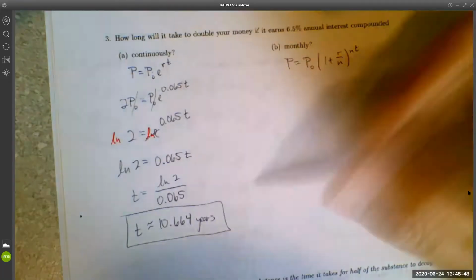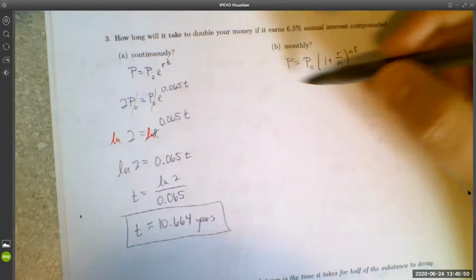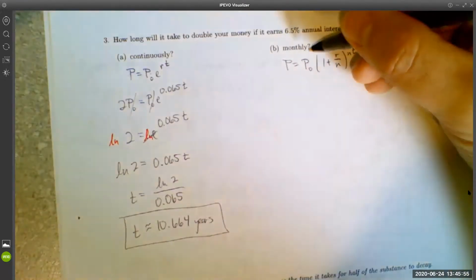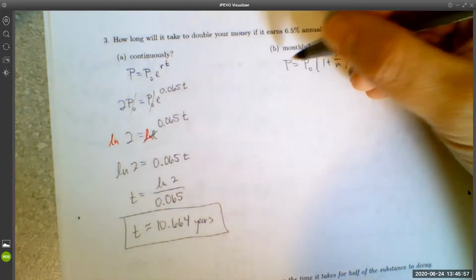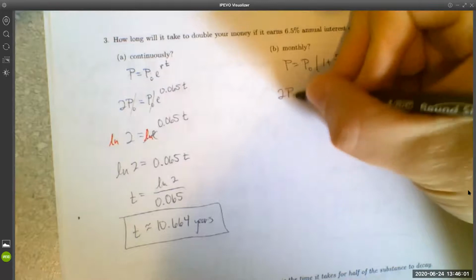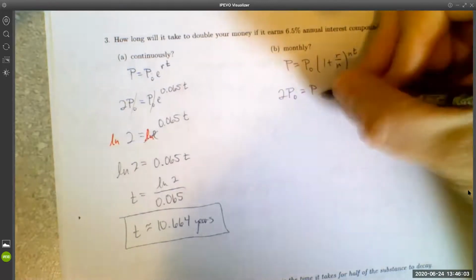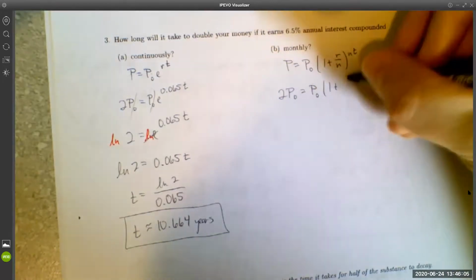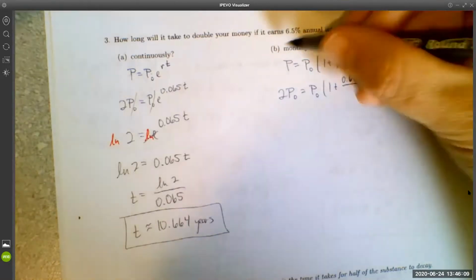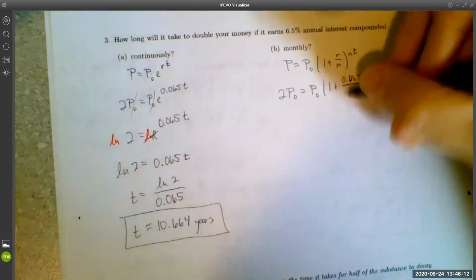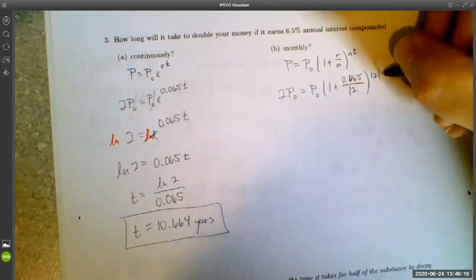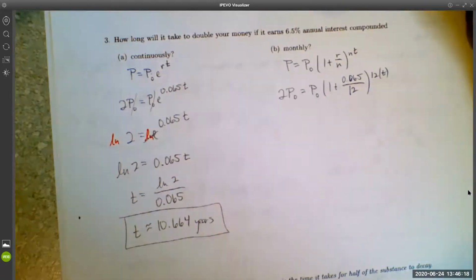What if the interest is compounded monthly? Well, then we're going to use this formula instead. Again, we don't know what our initial amount is, but we know that our final amount needs to be twice the initial amount. So I'm just going to use 2 times the initial amount for our final amount. R was 0.065. N, if we're compounding monthly, is 12. And T we don't know. T is what we're trying to figure out.